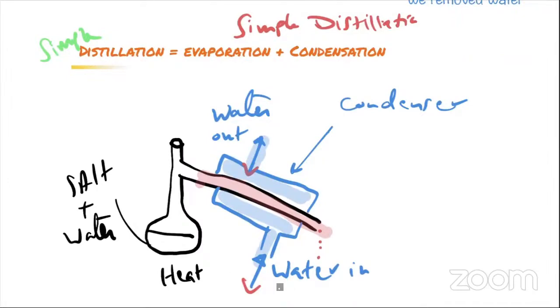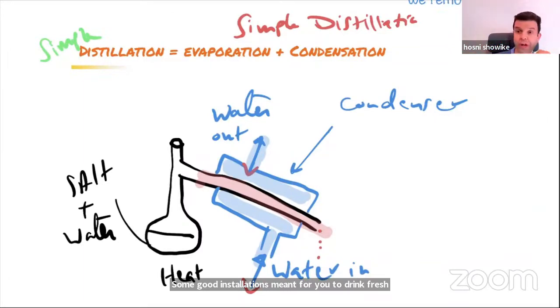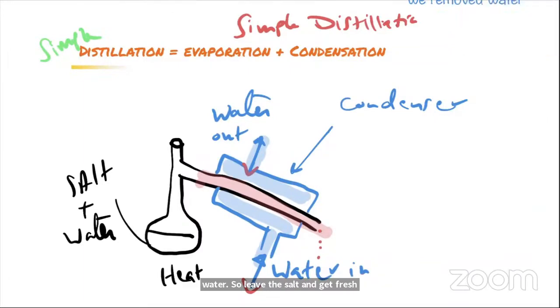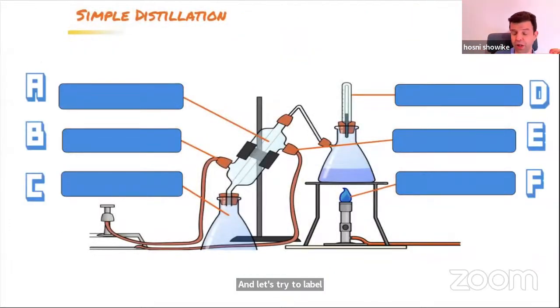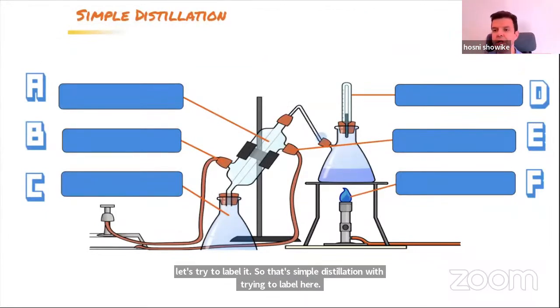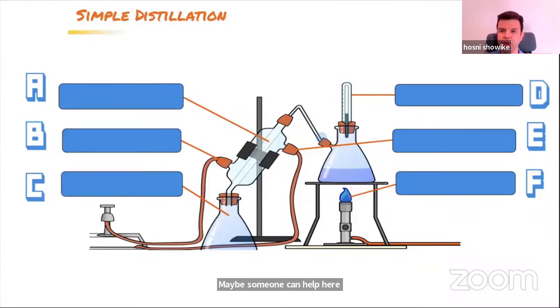So in simple distillation, we use it for filtering water. Simple distillation is meant for you to drink fresh water. So leave the salt and get fresh water out from seawater. Okay? All right. And let's try to label it. So that's simple distillation we're trying to label here. Maybe someone can help here with the labels.